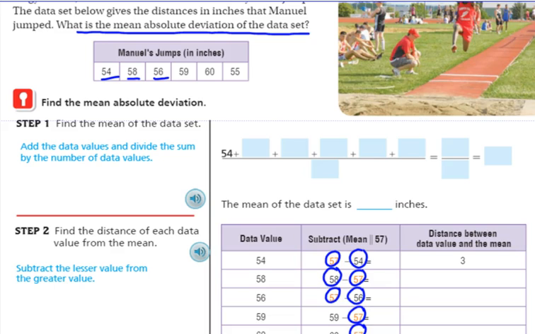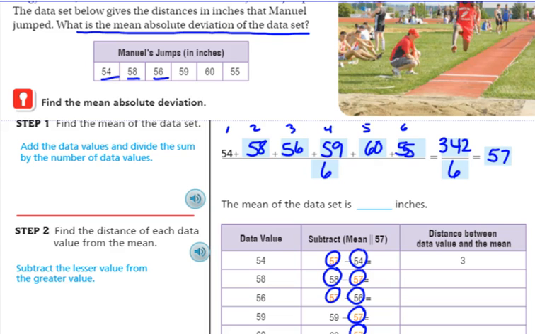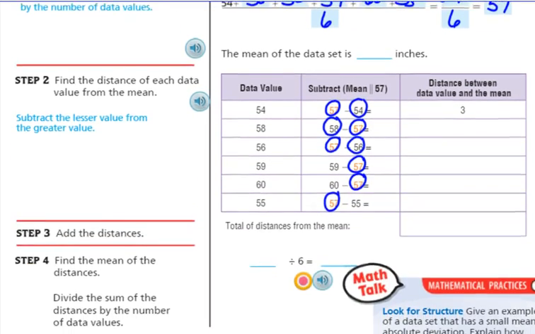So if we were to add the data values and divide the sum, we would be writing 58, 56, I'm just getting these from the chart above, 59, 60, and 55. And there are 1, 2, 3, 4, 5, 6 pieces of data, so put the 6 underneath. When we add these up, we get 342. We divide it by 6 and we get a mean of 57. But we already knew that, didn't we? Because in our graph right here, the 57s are already written. So we know if 57 is in every single one, then that must be the mean.